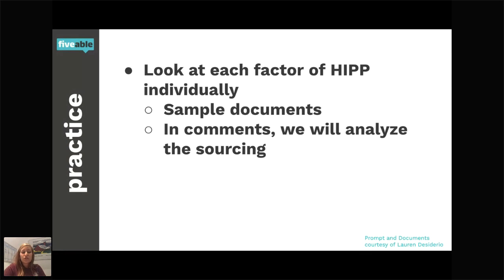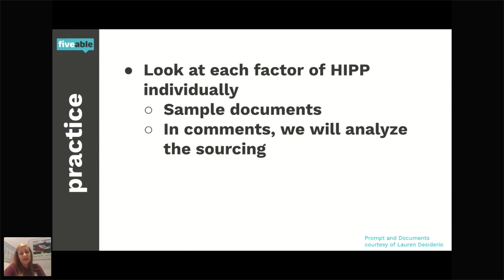Now, what we're going to do for practice is we're going to look at just H, just I, just P, and just P. So that's just historical situation, intended audience, purpose, and point of view. And we're going to look at 4 different documents. Now, one document can probably give you historical situation and purpose and point of view and intended audience, but we have to work with at least 3 different documents.